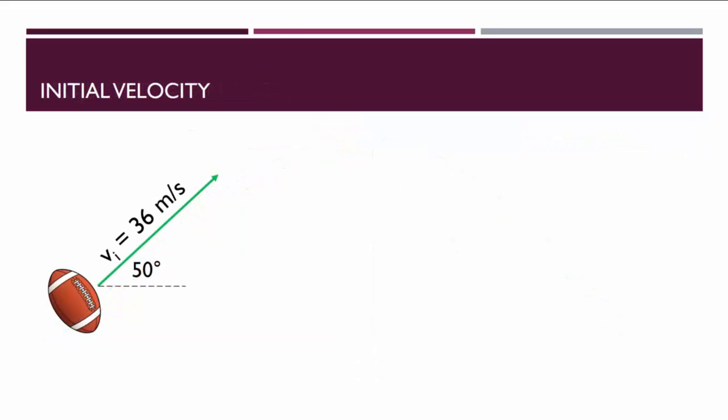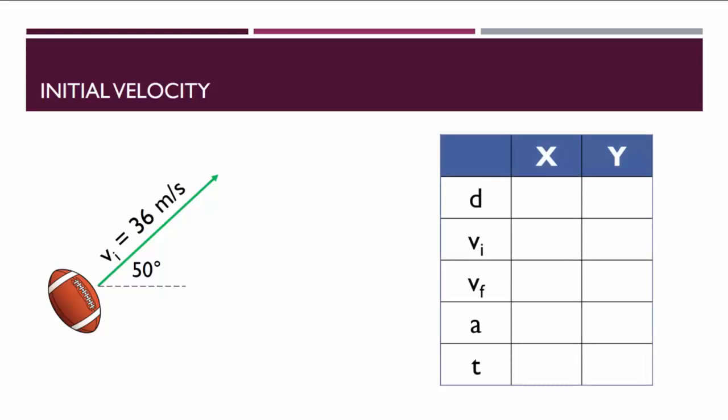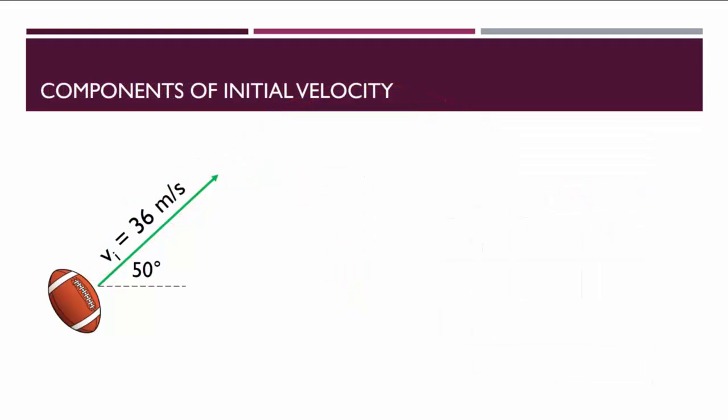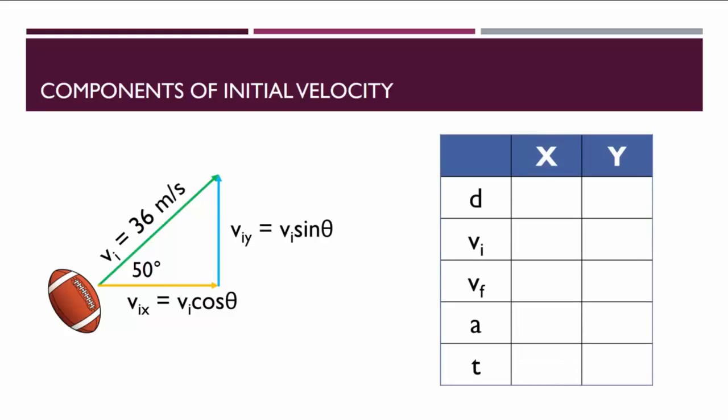Let's take a closer look at that initial velocity. Like we did with horizontal projectiles, we're going to organize our information in the table. Where does this 36 meters per second go? Is it vix? Is it viy? What do we do with it? Well, it's not vertical and it's not horizontal, so it doesn't go in either of those boxes. We have to figure out the components of the initial velocity. The horizontal component, vix, and the vertical component, viy. Once we've calculated these, we can put them in the table.